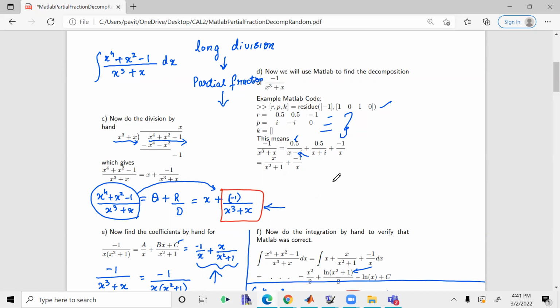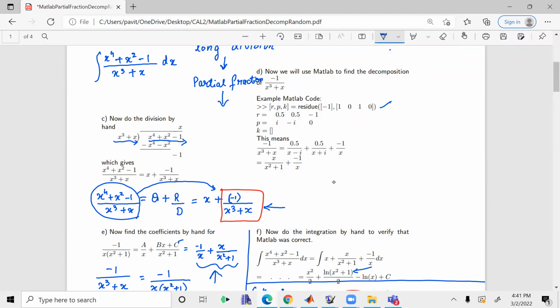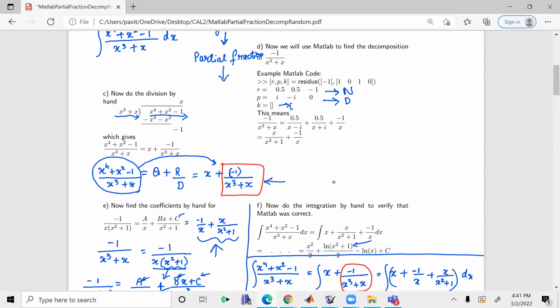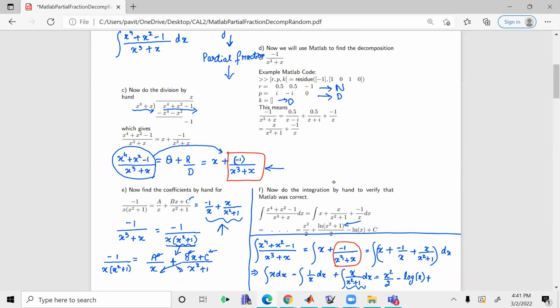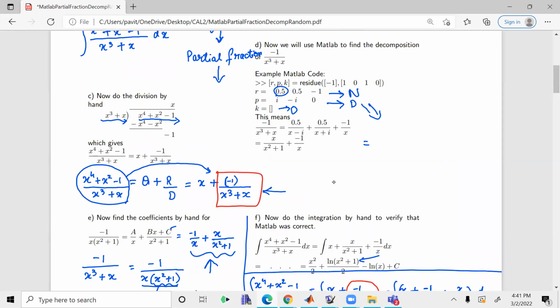Okay, so let's explain it in detail. So this is R, right? So R will always go in the numerator. This is for the denominator. You don't have to worry about K because it is 0. Now how can I write this as a polynomial? It is equal to 0.5. The first number is 0.5. So 0.5 divided by x. Always write x minus I, because I have I as the first term.